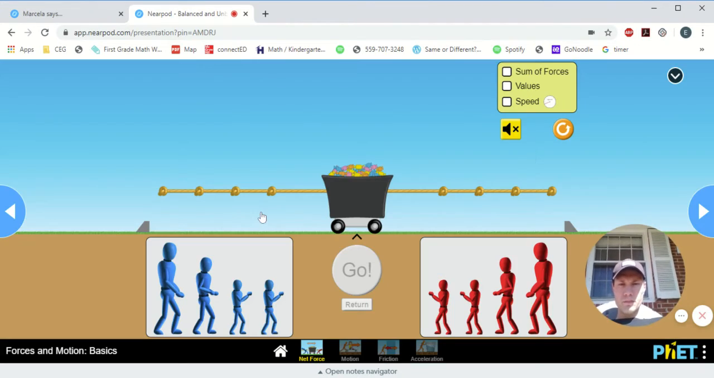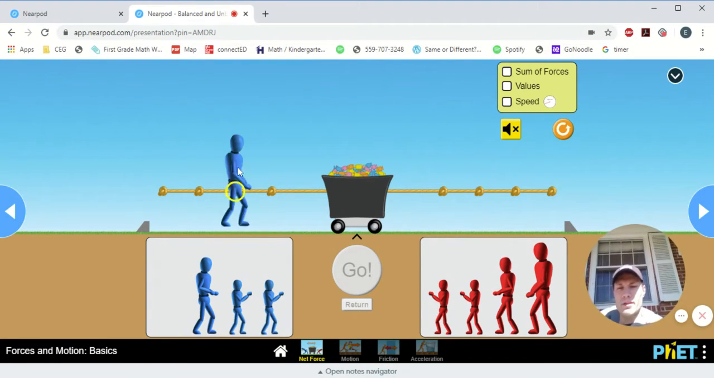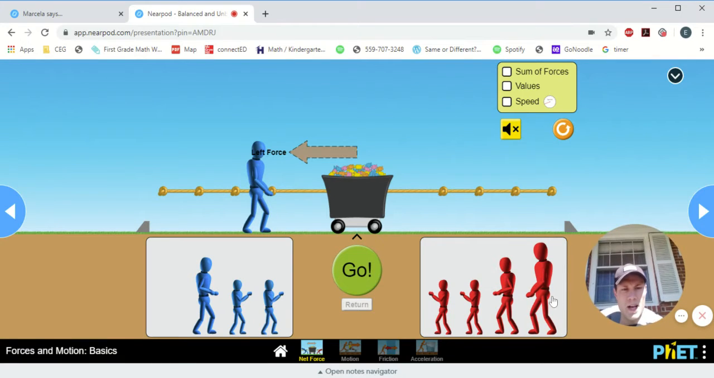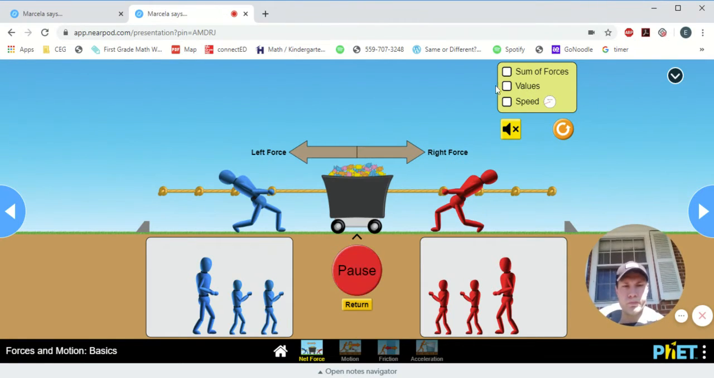Alright. So we've got a cart full of Fruity Pebbles, maybe? Lucky Charms, I'm not sure. And we're going to put together some teams. Well, we know we want some strong people on our team, so I'll put one on this side and one on this side. These people look about the same. Watch what happens when I push go.